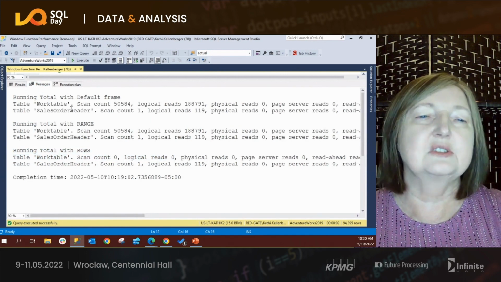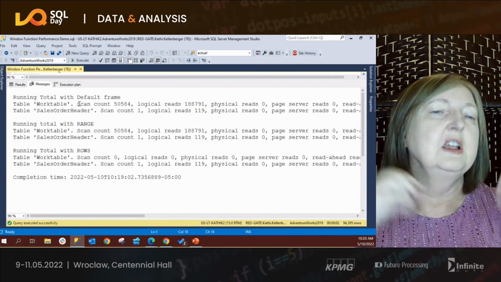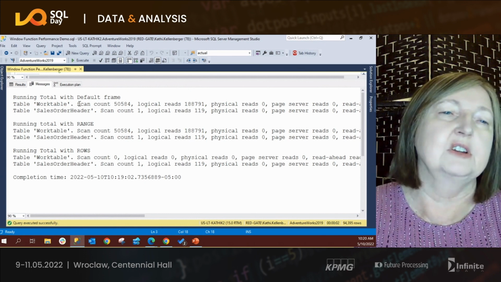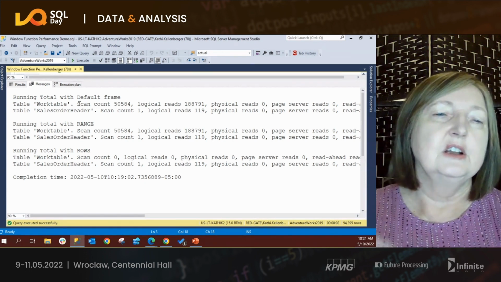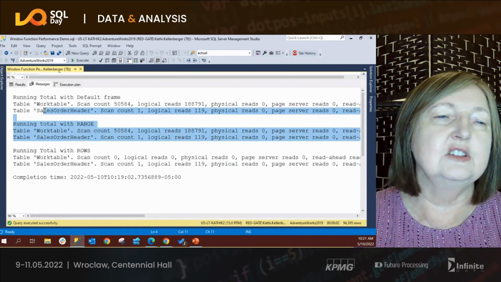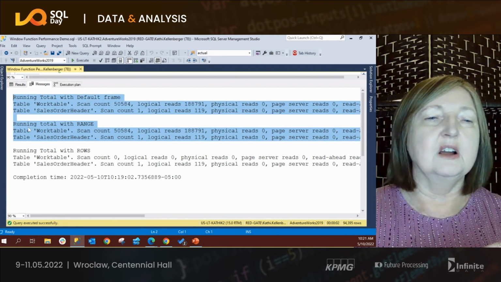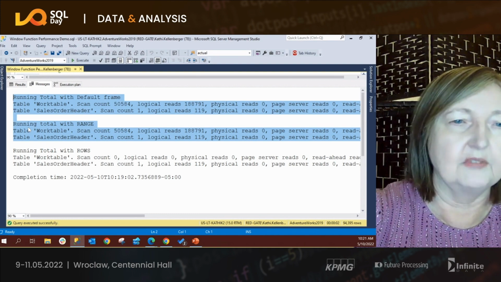And believe me, this is small tables. If you had large tables, you would feel this impact. You would see these queries that, with range, you'd see these 2 running really, really slowly. And I have some timing results that I'll show you at the end.